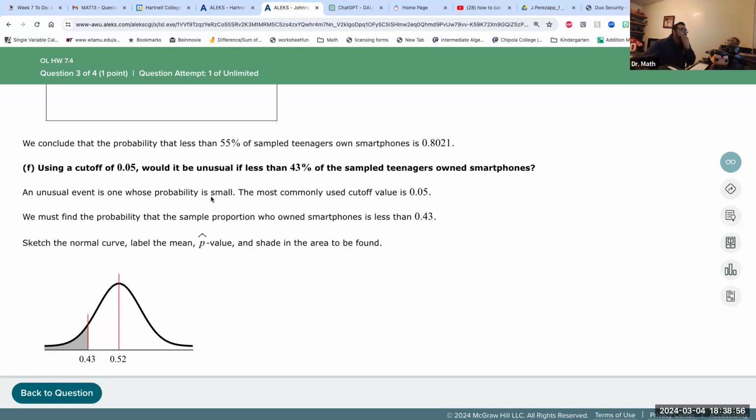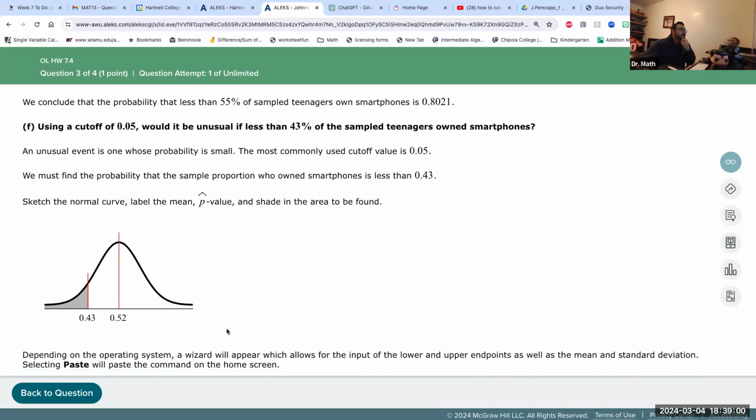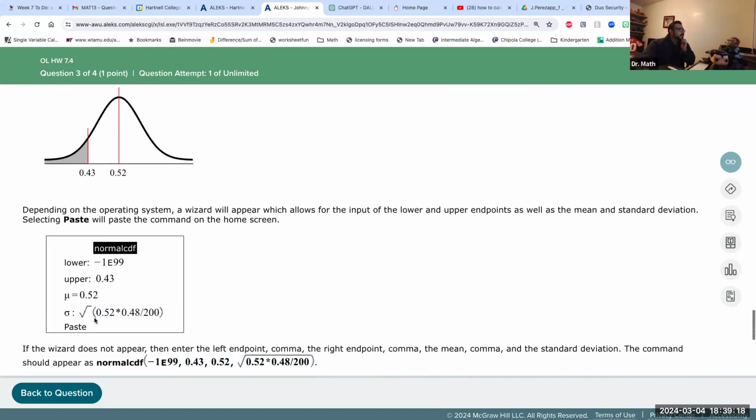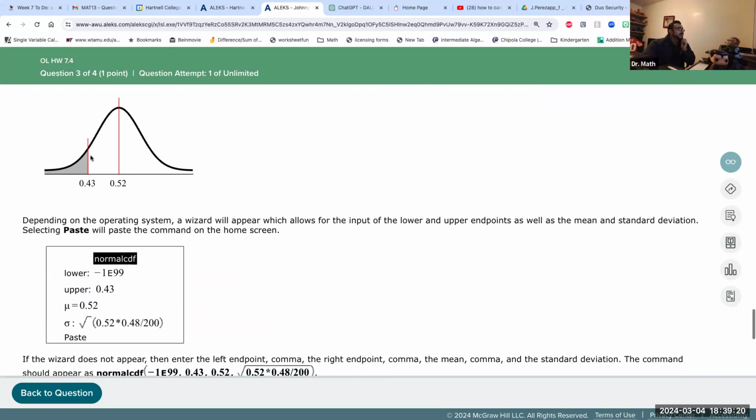So we're going to go ahead and find this probability. We draw our curve. The 0.52 is right smack in the middle. 0.43 is right here, and we're going to shade to the left. So notice on our calculator, in our shortcut, we still keep the -1E99, but now our upper bound is going to be this 0.43. All right, so let's use our shortcut.